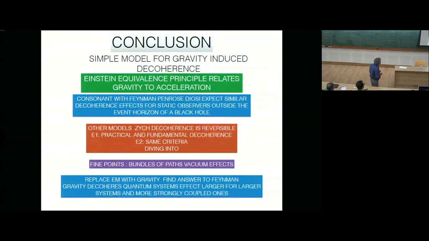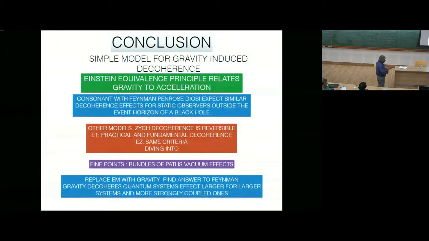And finally, if I replace electromagnetic fields with gravity, I find that similar effects happen also with gravity. Suppose you have a thermal bath of gravitons; that will cause decoherence of neutral systems in the same way that electromagnetism decoheres charged systems.